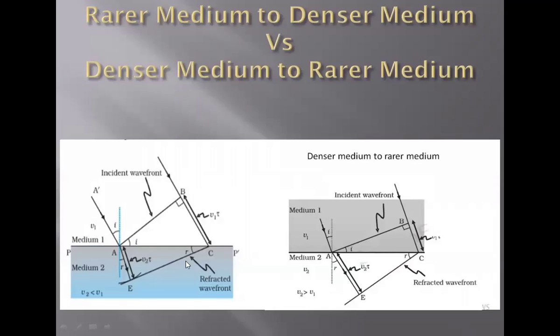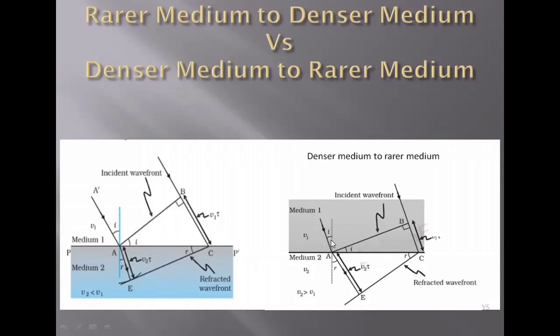Okay, so the blue shaded portion in the first diagram shows the light penetrating from rarer medium to denser medium, and how the refracted wavefront is created, what is medium 1, what is medium 2, everything is explained in the first diagram. In the second diagram, the dark portion represents a denser medium. The light is penetrating from the denser medium and going out into a rarer medium. Here you can see the angle of incidence is greater than the angle of refraction.